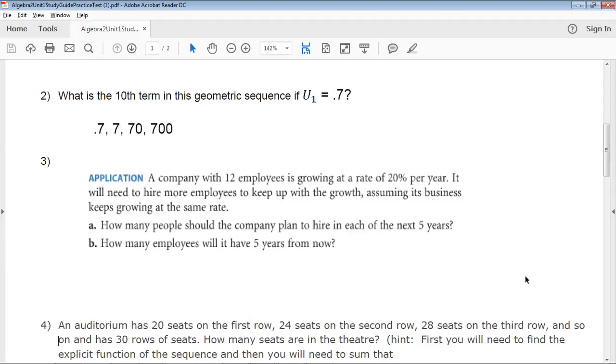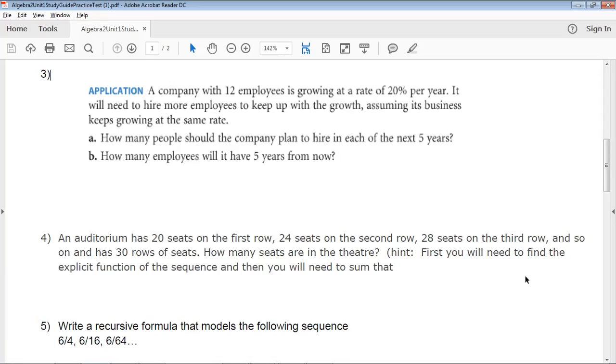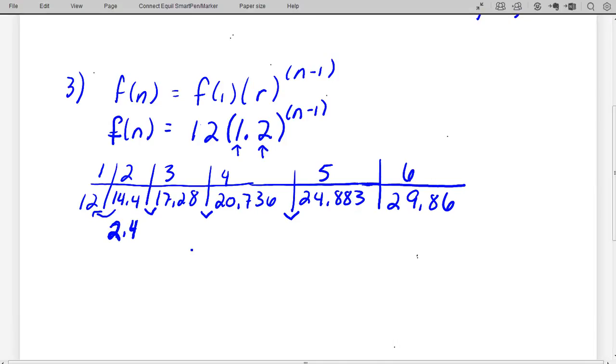Number 4, oh, this was a fun one. An auditorium has 20 seats in the first row, 24 seats in the second row, 28 seats in the third row. So obviously we're going up by 4 seats each time, but my very first row has 20 seats. So for question number 4, my U sub 1 is going to be 20, right? And then you're adding 4 seats each time.